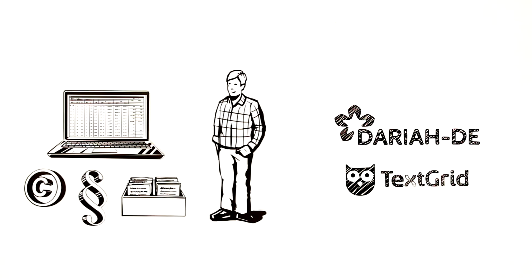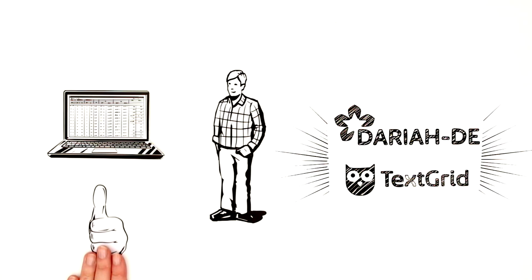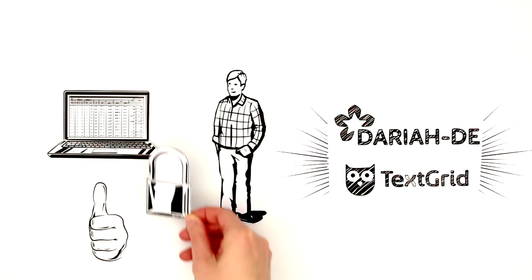erklär-video and TextGrid are an independent, neutral, and reliable research infrastructure. Toby is relieved. At last, his data is secure.